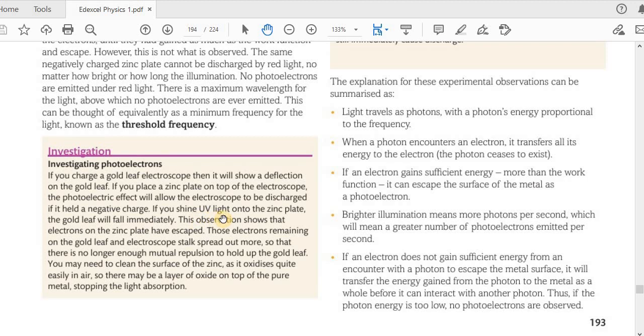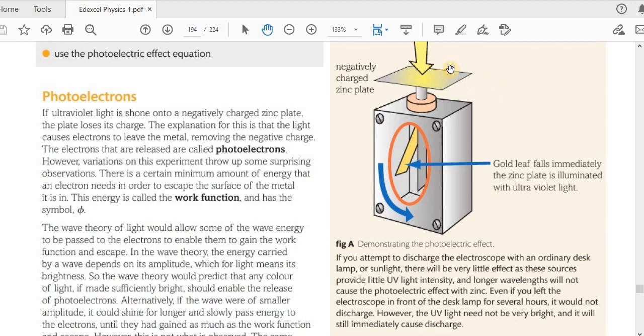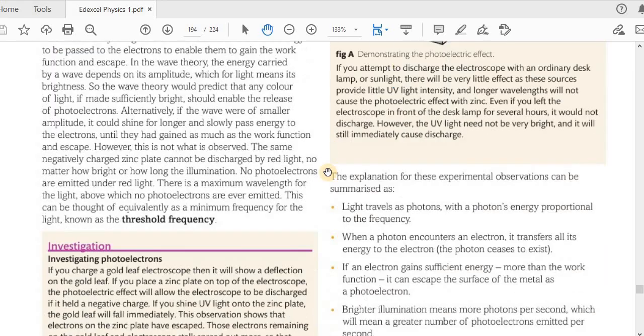So this is what I explained. If you shine ultraviolet light onto the zinc plate, the gold leaf will immediately fall. Why? Because negative charges are leaving. It reduces the repulsion here because you have fewer negative charges to repel each other, which means the electrostatic force of repulsion is less. It falls down due to its weight.